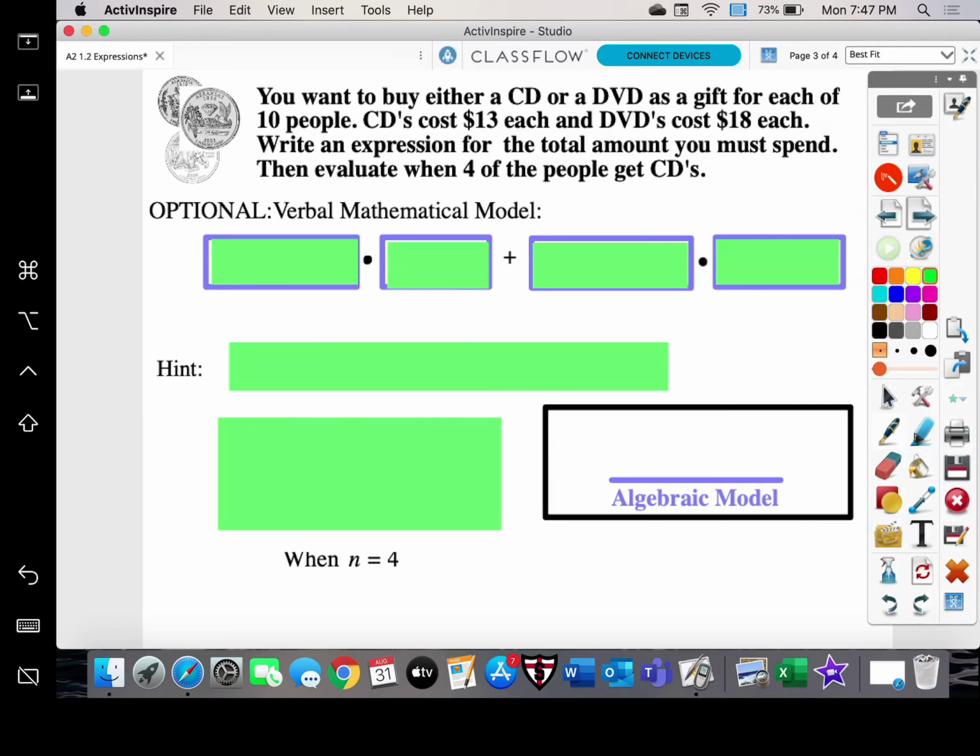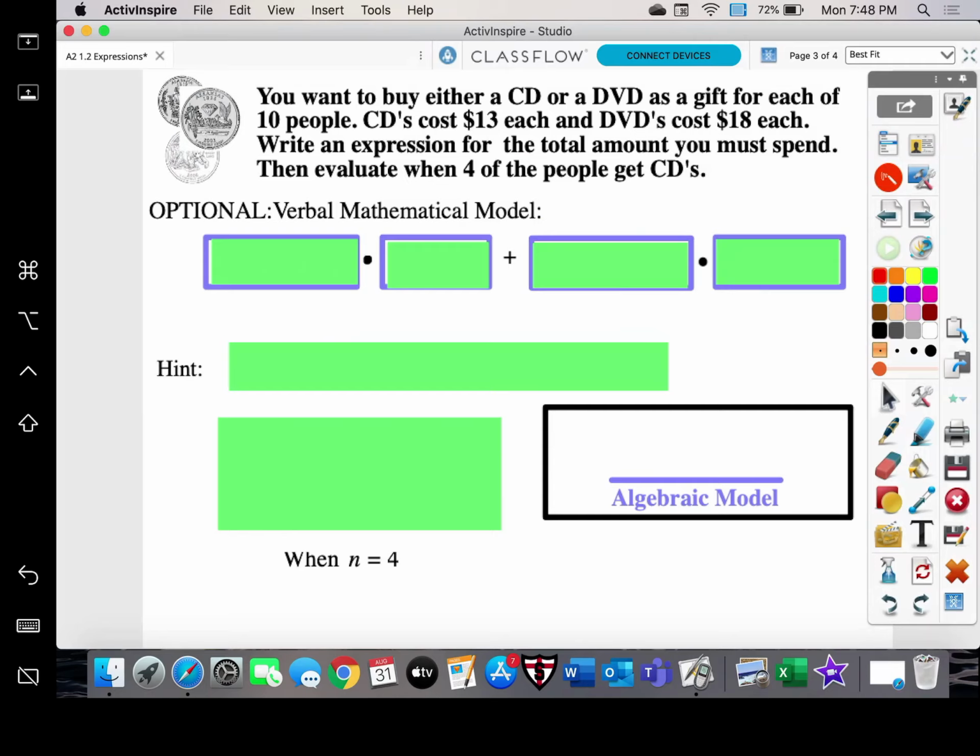Word problems, super fun for a few people and really annoying for most. So let's say you have this word problem. You're going to buy your friends a CD or a DVD as a gift. CDs have a cost of $13, DVDs $18, and we're supposed to write an expression and then evaluate if 4 people get CDs. So something that's helpful to think about is a verbal mathematical model. It's optional, you never have to write it down or anything, but it's helpful to get you to think of what that equation might look like rather than just jumping straight to the equation.